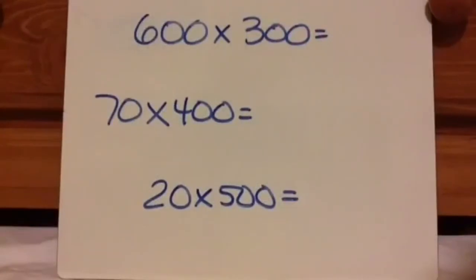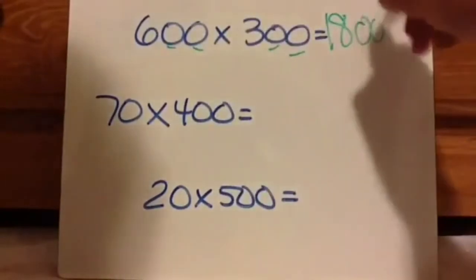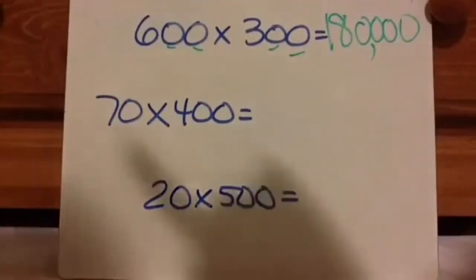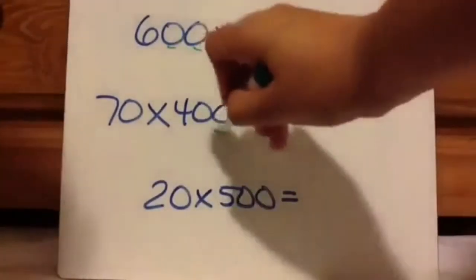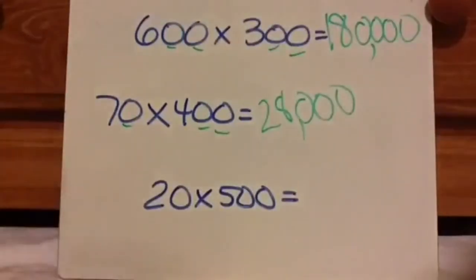I want you to do these 3 problems. Press pause and then press play when you're ready to check. Okay, 6 times 3 is 18. 1, 2, 3, 4 zeros. So my answer is 180,000. 70 times 400. 7 times 4 is 28. 1, 2, 3 zeros. 28,000 is my answer.